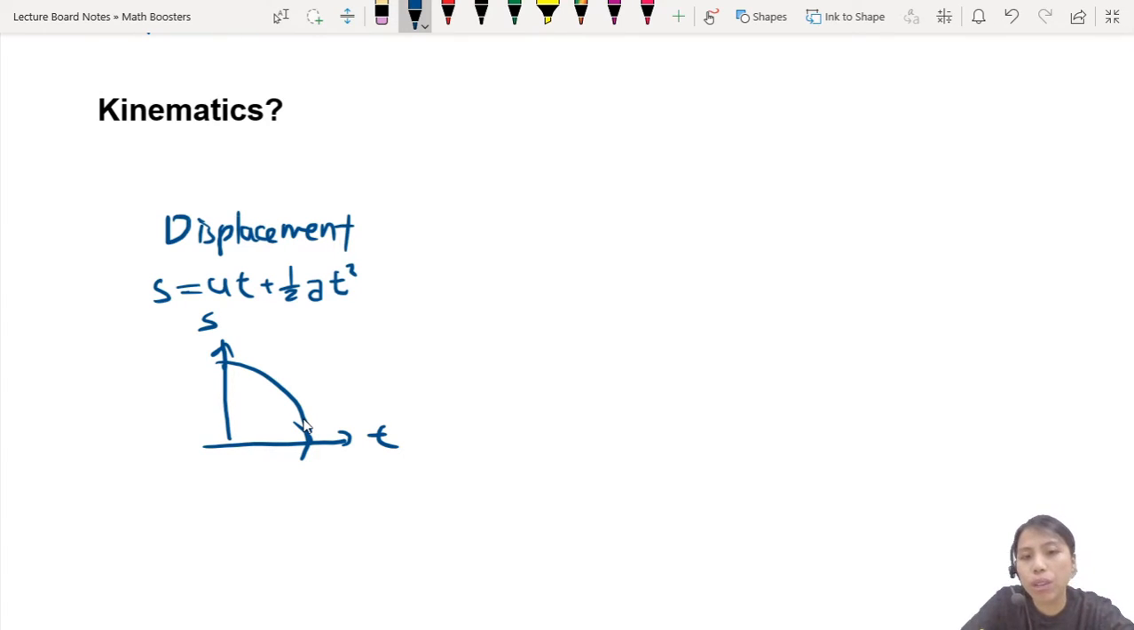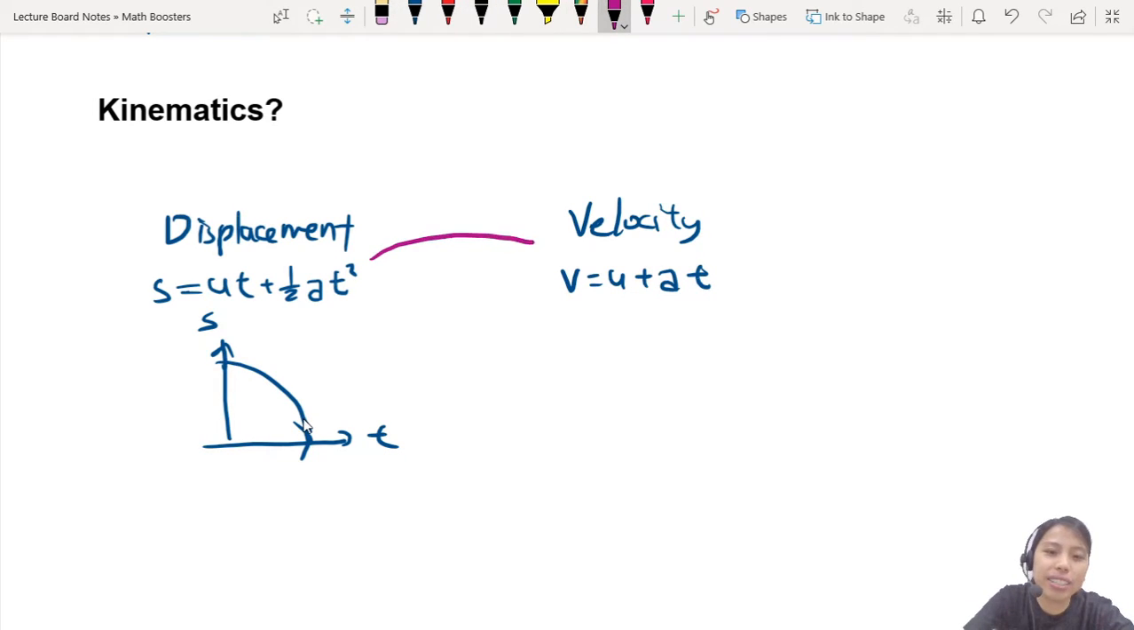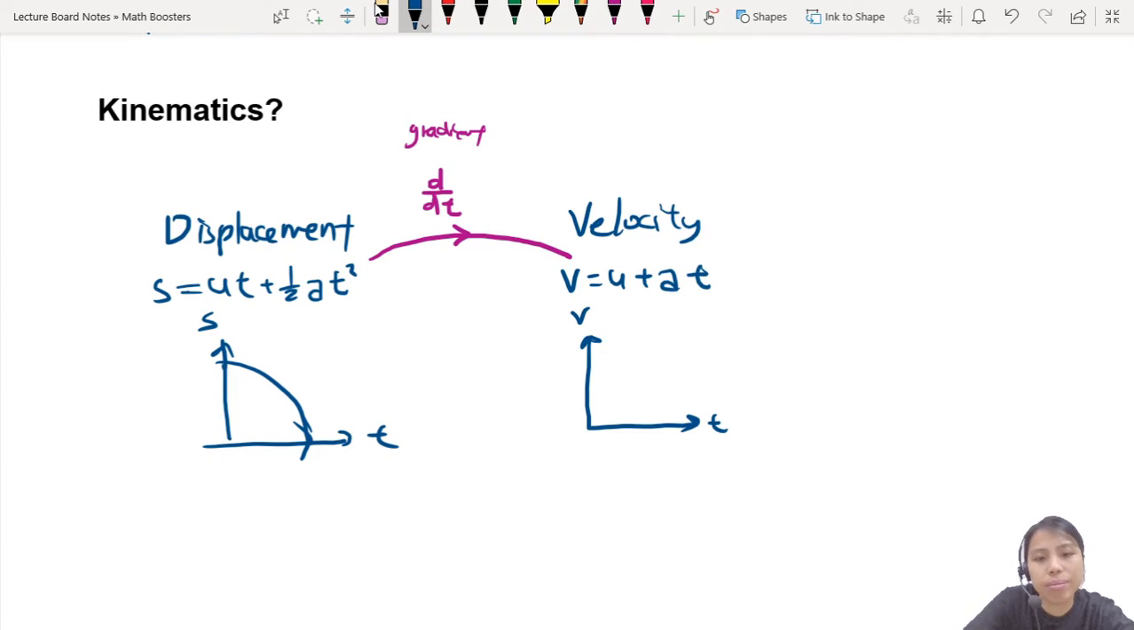Then if you want to get the velocity equation, velocity is defined as the rate of change of displacement. And we know the equation is v equals u plus at, but you can do differentiation. You differentiate the s equation with respect to time, then you get your v equation. And it's a gradient, no? So the gradient of the st graph will be your vt graph. So dy dx is basically finding the gradient. So the vt graph maybe looks something like this, okay?